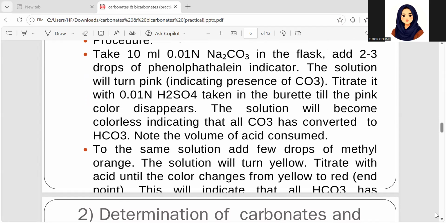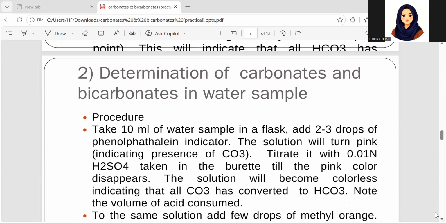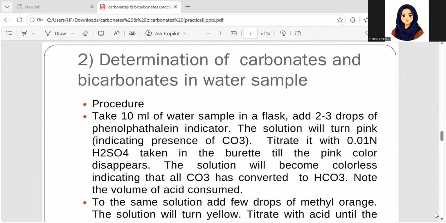To the same solution, we will add a few drops of methyl orange. The solution will turn yellow. Titrate with acid until the color changes from yellow to red, which is the end point. This will indicate that all bicarbonate has been consumed by the solution.